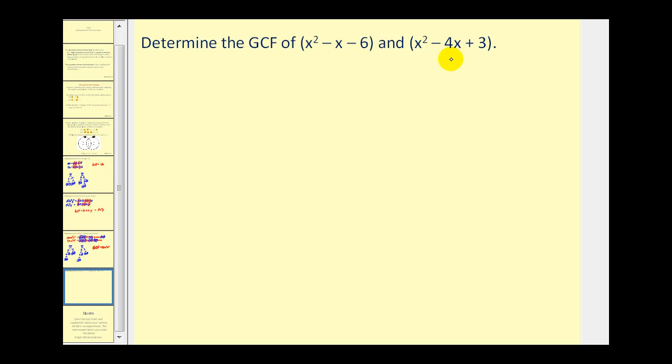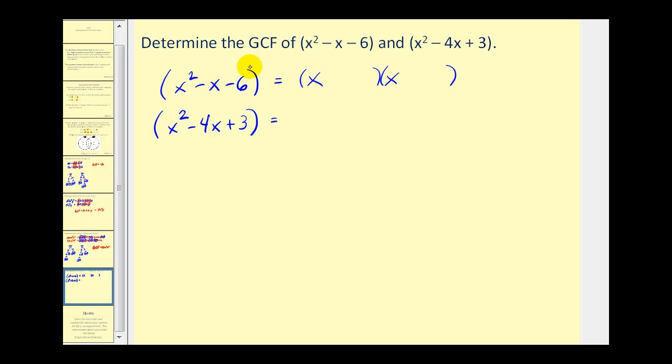Now notice we have 2 trinomials, and we want to determine the GCF again. Well, the procedure is the same. We're going to write these out in factored form, and then identify where their factors overlap or what factors they have in common. So we'll go ahead and factor these. If you haven't covered factoring trinomials yet in your course, you can go ahead and just skip this example. But the procedure is exactly the same.